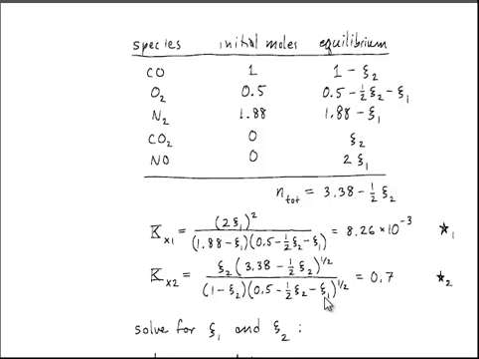In the other reaction, the one that describes the equilibrium conversion of carbon monoxide, we do have one of these factors of 3.38 minus 1/2 appearing.